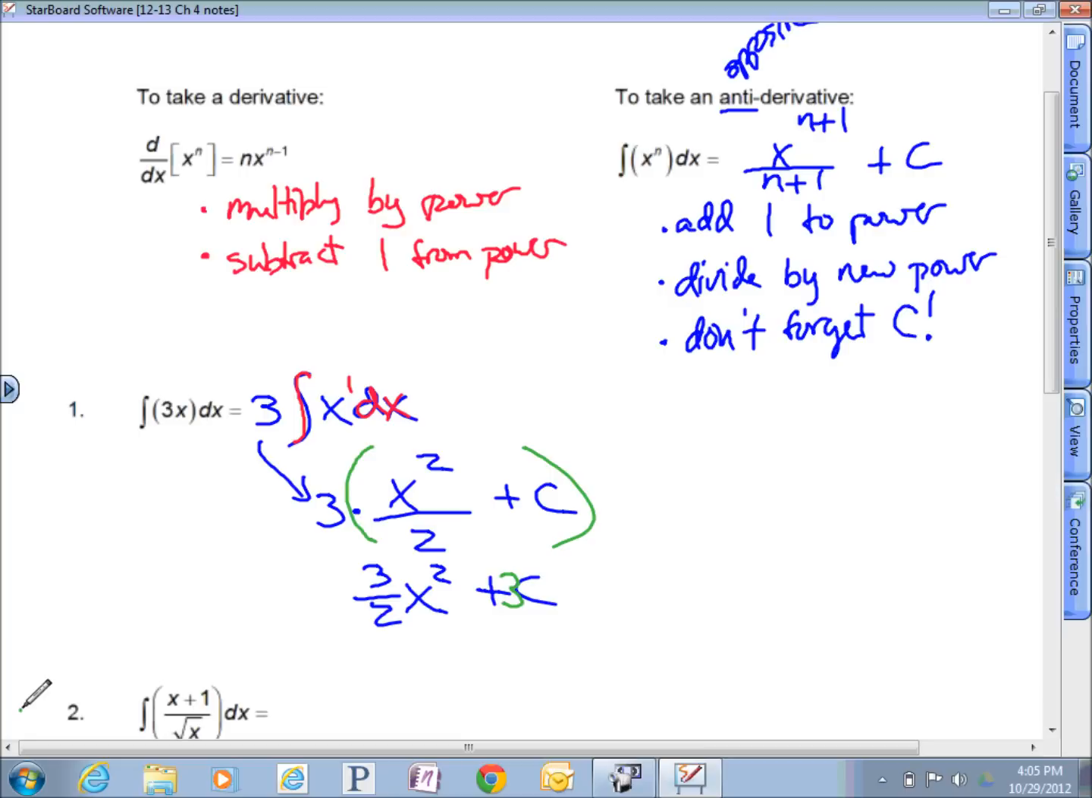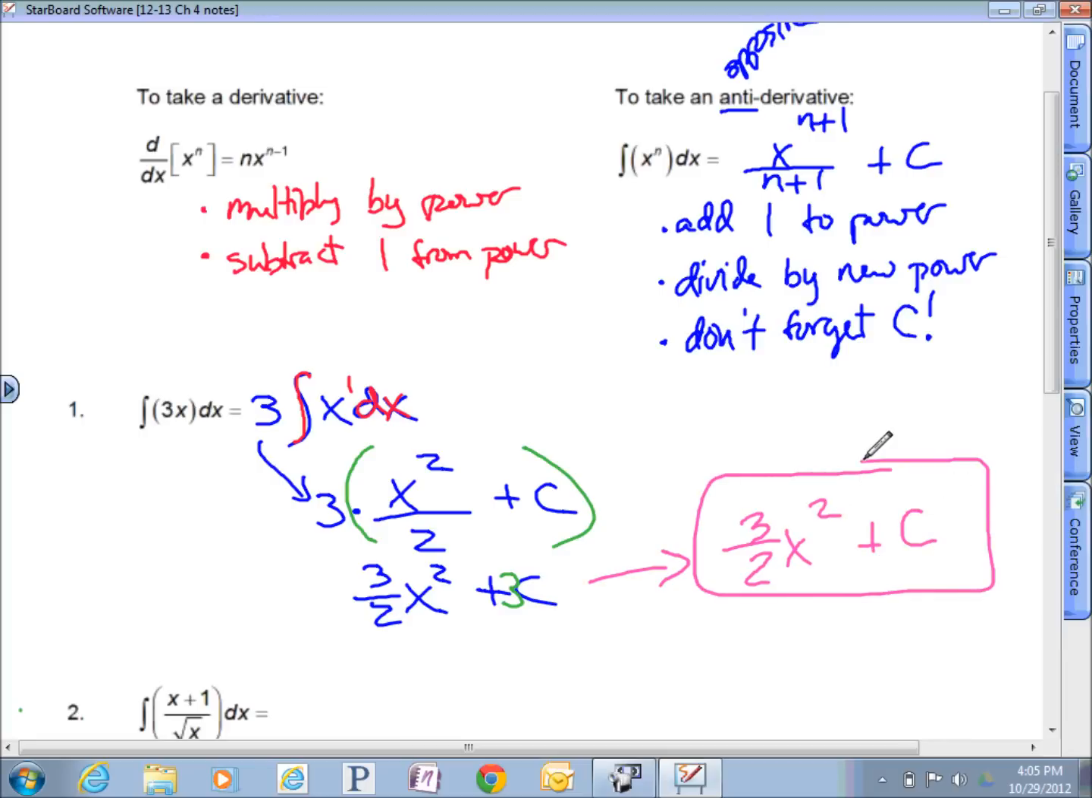So what will really happen with a problem like this is we'll rewrite it and call it 3/2 x squared plus some new constant that we'll just refer to as a c, and that thing in the pink box is the antiderivative of the quantity 3x. If you want to check it, how would you check it? Take the derivative. What's the derivative of 3/2 x squared? Well, 2 times 3/2 would be 3x to the first. What's the derivative of c? A 0. The derivative of the pink box is what's in green, which is what we started with as our integrand.